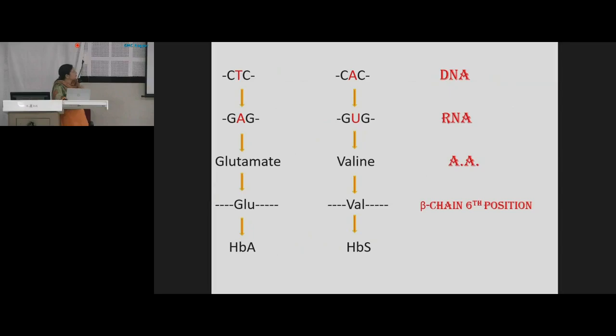Here you can see the GAG normally is present. This is hemoglobin A. Here glutamate is there, and in hemoglobin S, the A is replaced by U. That means glutamate is replaced by valine. This is at the 6th position of the beta chain.